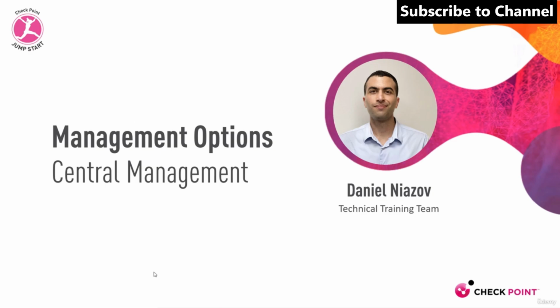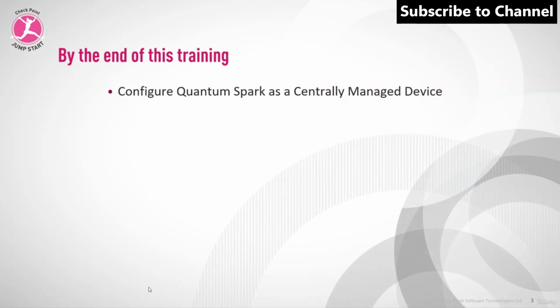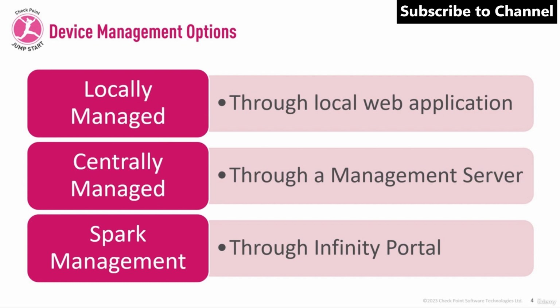Management options, central management. By the end of this training, you'll be able to configure Quantum Spark as a centrally managed device. In a previous video, we've discussed the three options to manage your Quantum Spark. It can either be locally managed, which means you'll use the local web application to manage your device. You can use the centrally managed option, which we'll use right now, which means you'll use a dedicated management server to manage your appliance, or through Spark Management. In this specific video, we'll walk you through using a centrally managed device.